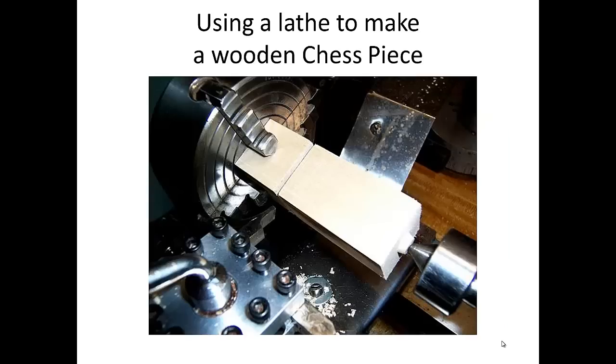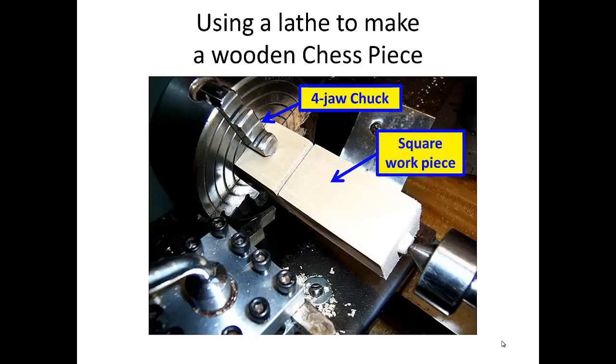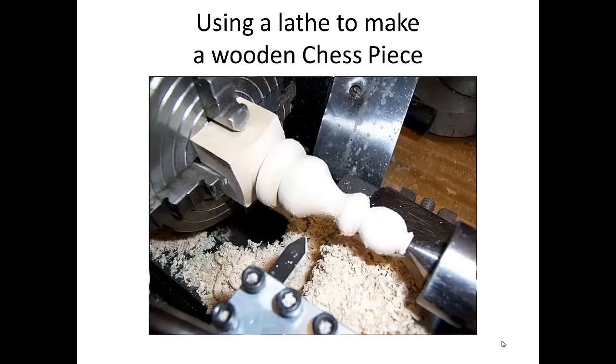Here is an example of a lathe being used to make a wooden chess piece. A 4-jaw chuck is used to hold a square workpiece. As the workpiece spins, the cutting tool is moved to cut material away, resulting in a beautiful finished chess piece like this. It is important to understand that the workpiece rotates about its center axis, and as you can see, it doesn't matter whether the original piece was square or round.